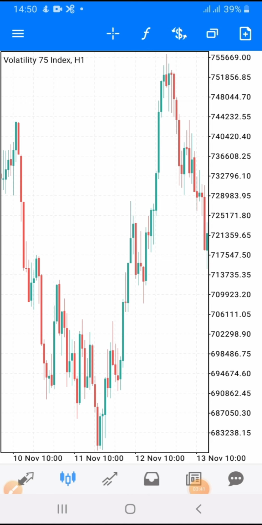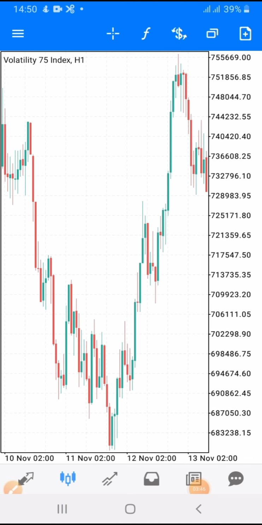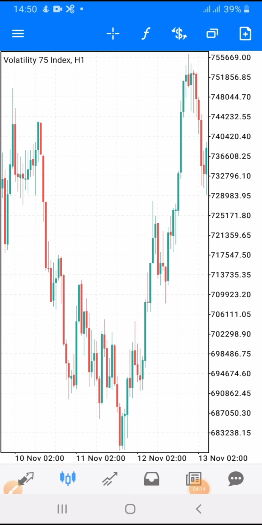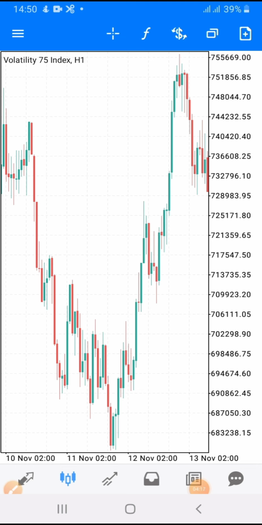If you are familiar with gold, as I said earlier, you will understand that volatility 75 moves very fast like gold. So for you to know how to do this, you need to follow someone who knows how to trade that same pair. That is the only way you can succeed trading that pair. One tip I want to share with you: if you really need to know how to trade volatility 75 successfully without getting your account blown, you need to enroll for a mentorship program.